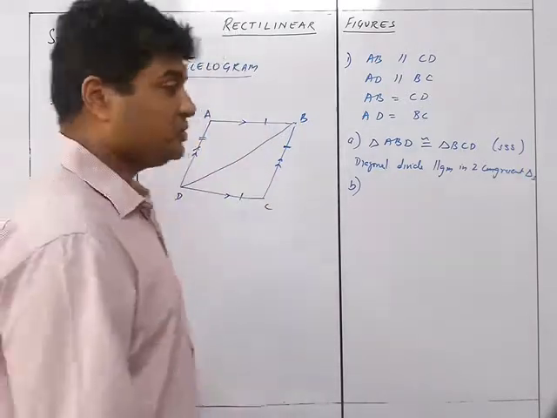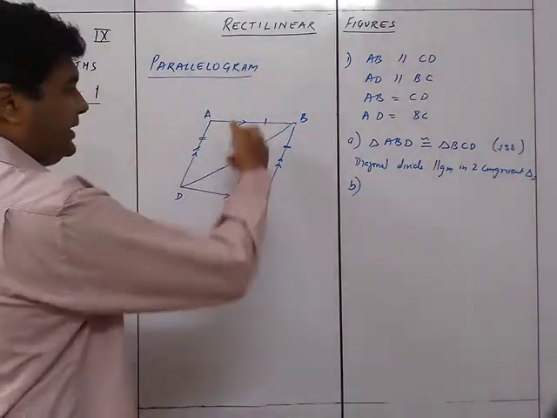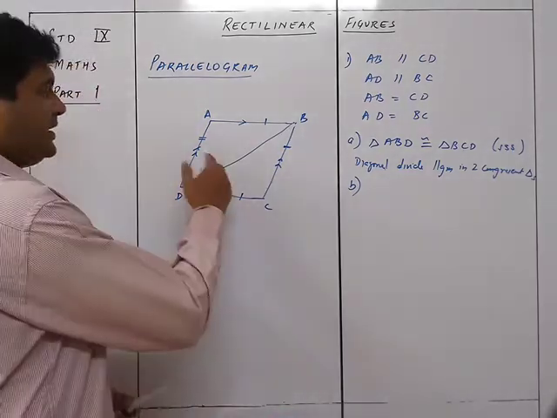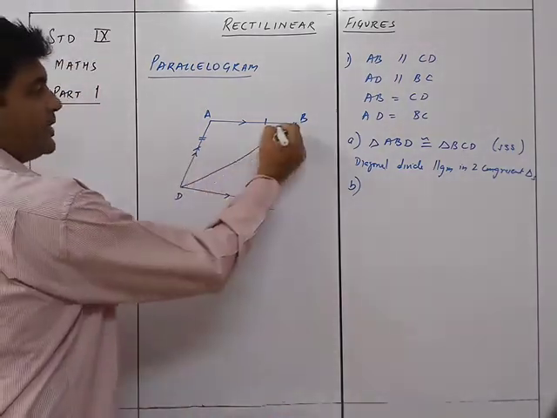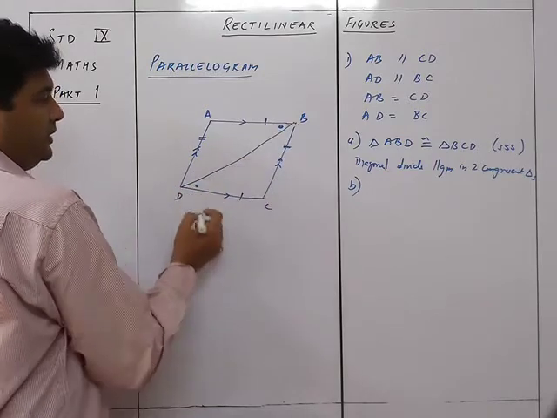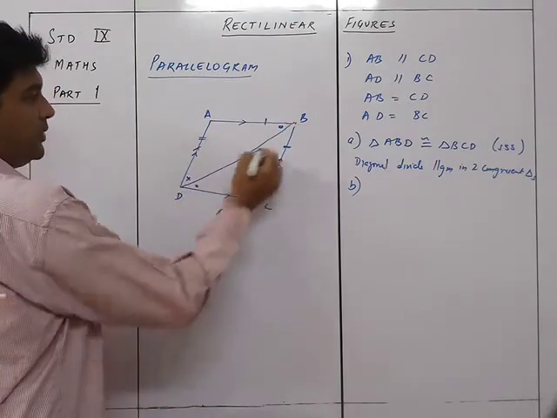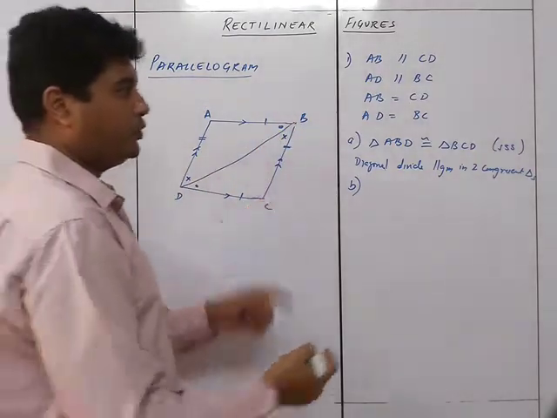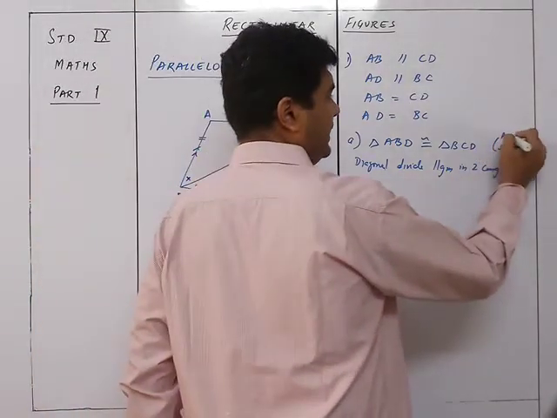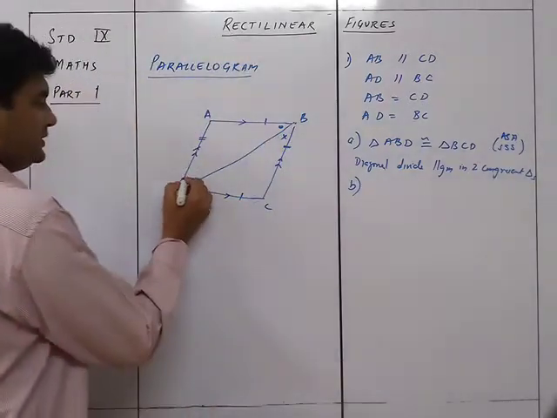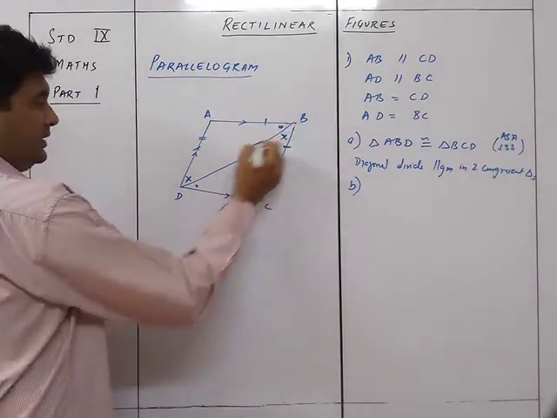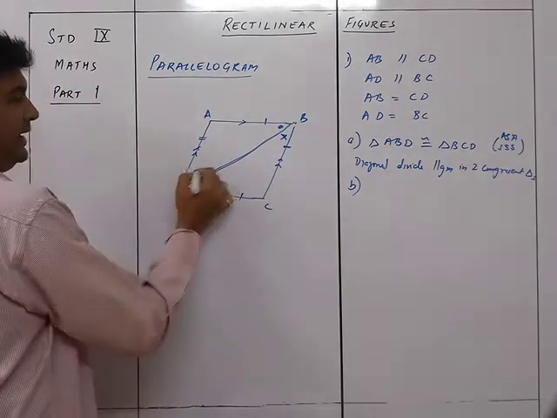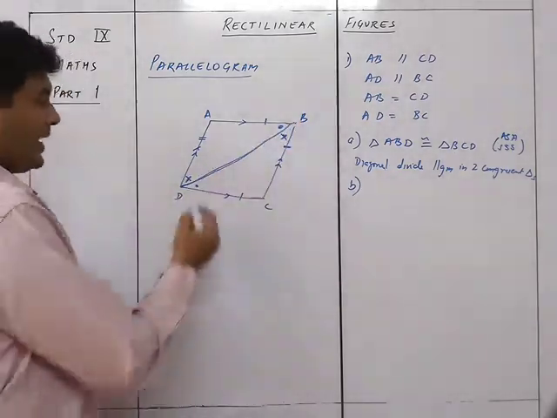Now in case it is not given that the opposite sides are equal, we can still prove it. We know that this angle over here will be equal to this angle over here, and this angle over here will be equal to this angle over here. So by the ASA test, you can prove this also by ASA. It will be this angle, this side, and then this angle, ASA. Why are these angles equal?